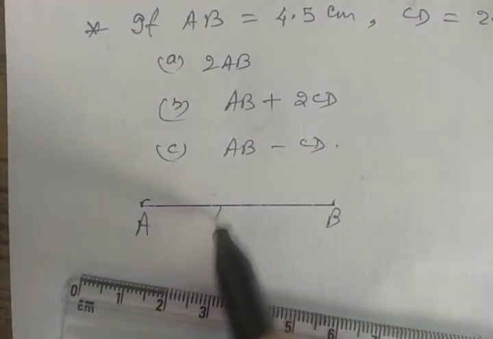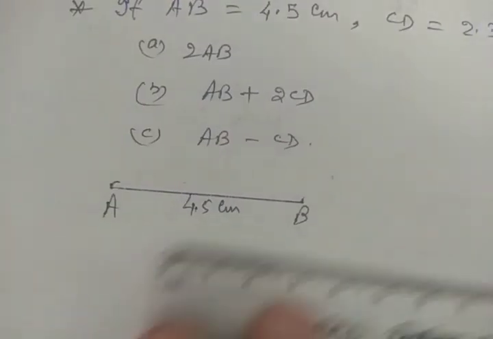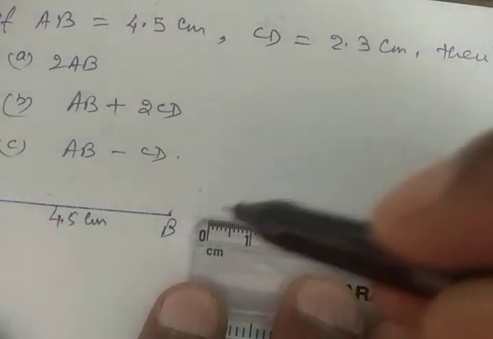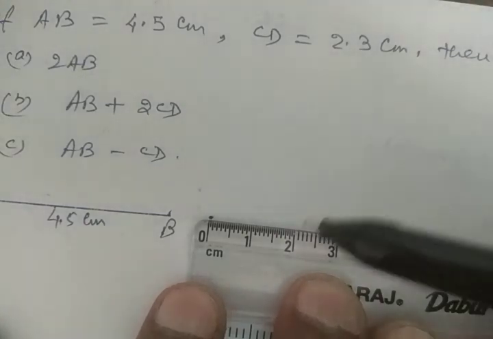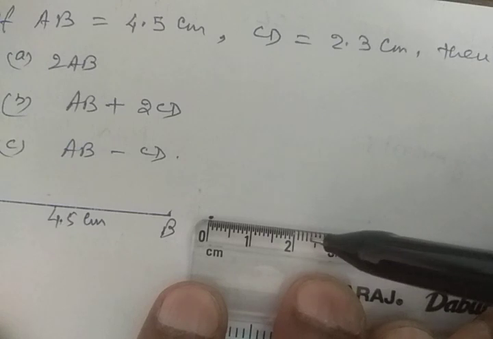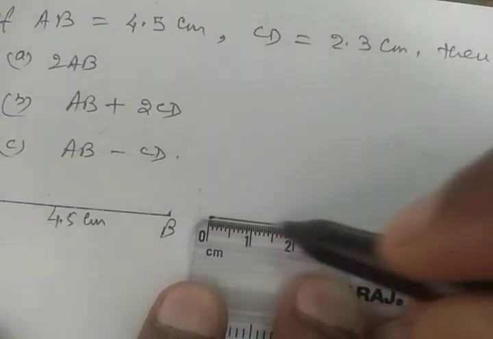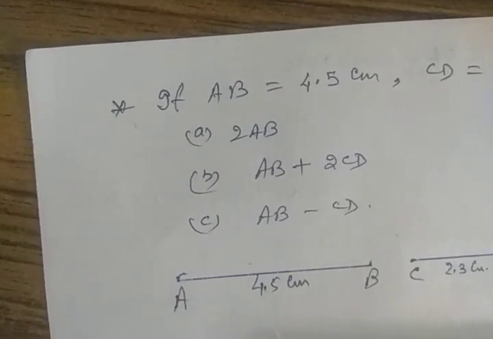How much? 4.5 centimeter. And in the same way you take CD. Just see. At first at 0 and then CD is 2.3. This is 2 and this is 3. So just 2.3: 1, 2 and 3. You can take the point and now you join. So this is your CD. How much? 2.3 centimeter. Follow.